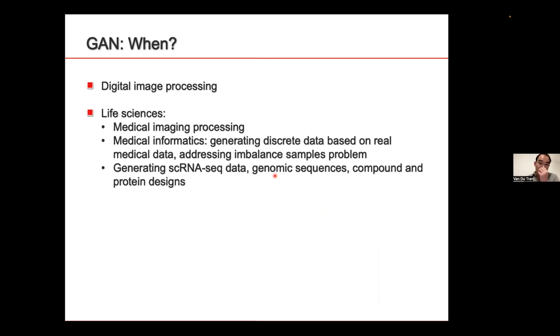And of course, the main application of this is generating data when we don't have enough data. For example, when we have an imbalance problem, we don't have enough data in one class, so we need to generate data. Or, some years ago, we didn't have enough single cell RNA-seq data, so we needed to generate it to be able to perform deep learning, for example.